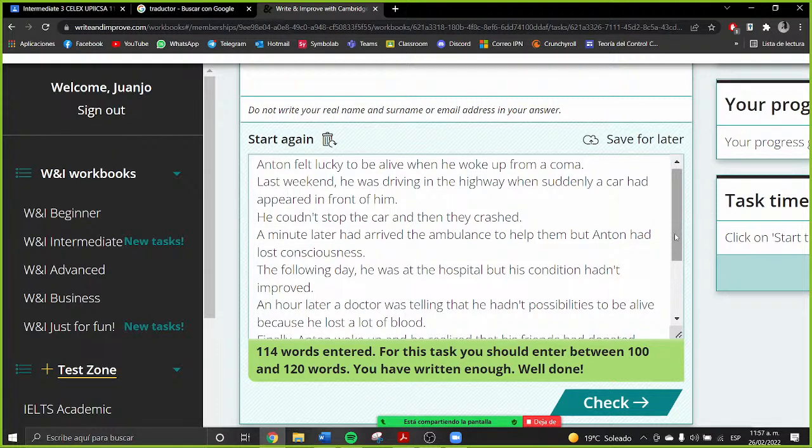Anton feel lucky to be alive. We woke up from a coma. This weekend, he was driving in the highway when suddenly a car had appeared in front of him. He couldn't stop the car, and then they crashed. A minute later, had arrived the ambulance to help them, but Anton had lost consciousness. Following day, he was at the hospital, but his condition had improved. An hour later, a doctor was telling that he had possibilities to be alive because he lost a lot of blood.